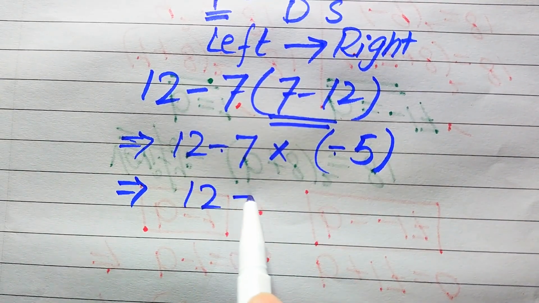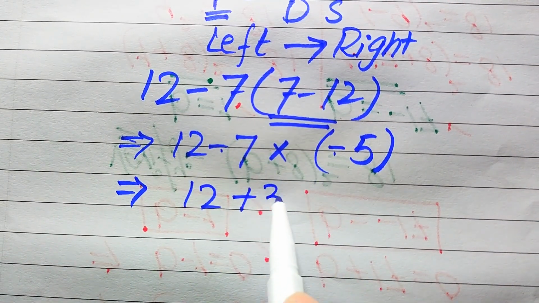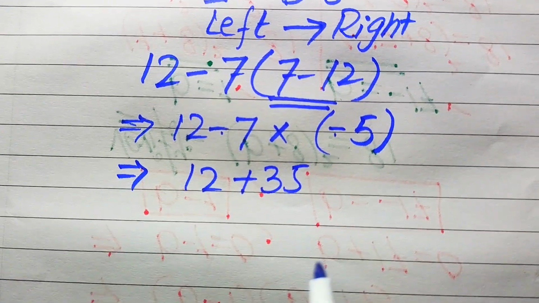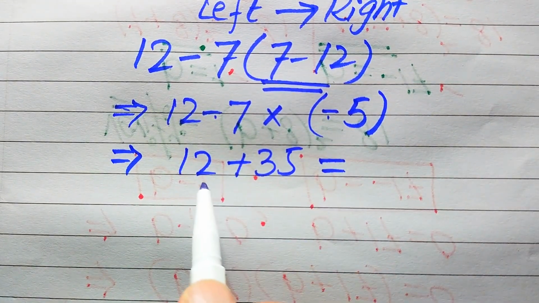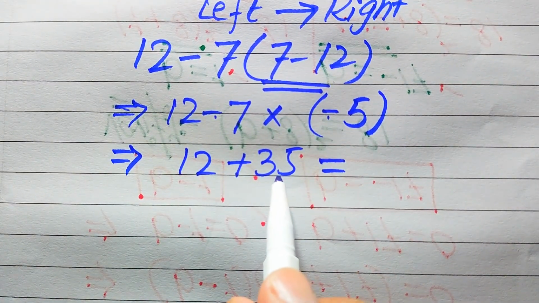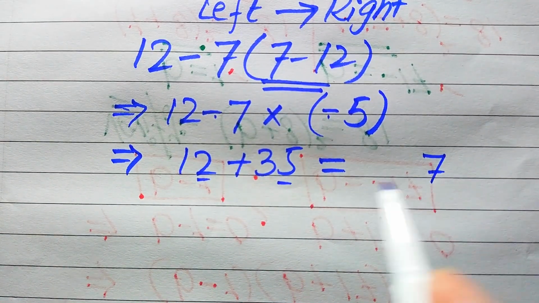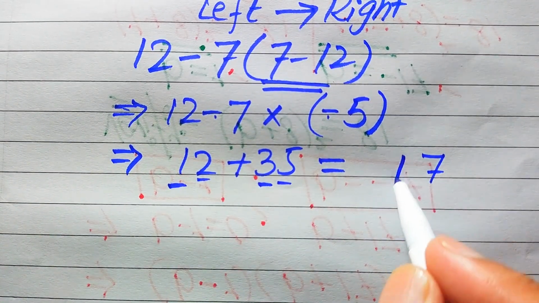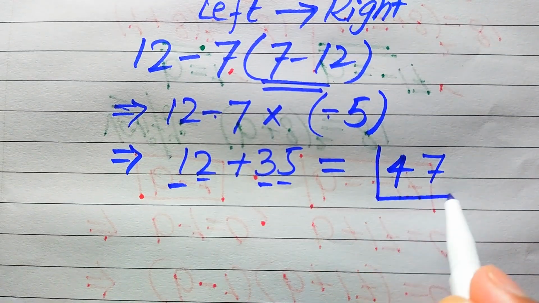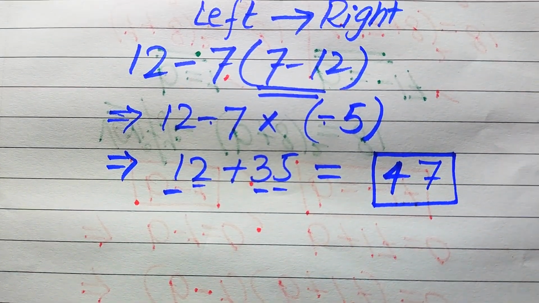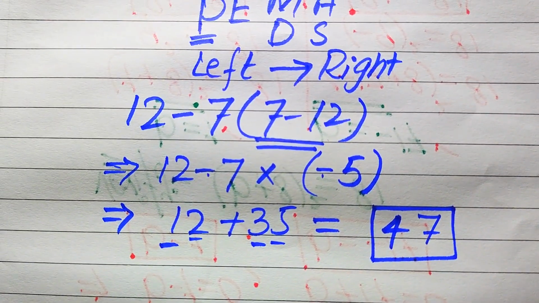Minus times minus becomes plus, 7 times 5 becomes 35, and finally we have 12 plus 35 is equal to 47. 2 plus 5 becomes 7, 1 plus 3 becomes 4. This is our final simplified form of the given question, and this is the final answer.